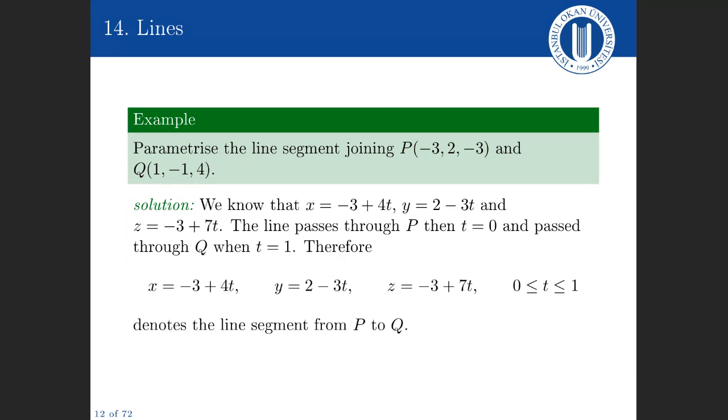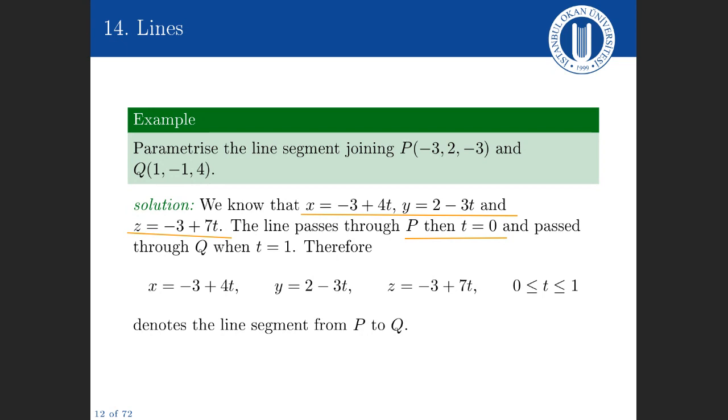This is the same two points that we used in the previous example. So we already know x, y, and z equations. We just need to find the points A and B where the line stops. First one is easy because we chose P0 to be equal to P. We get this point when t is equal to 0.